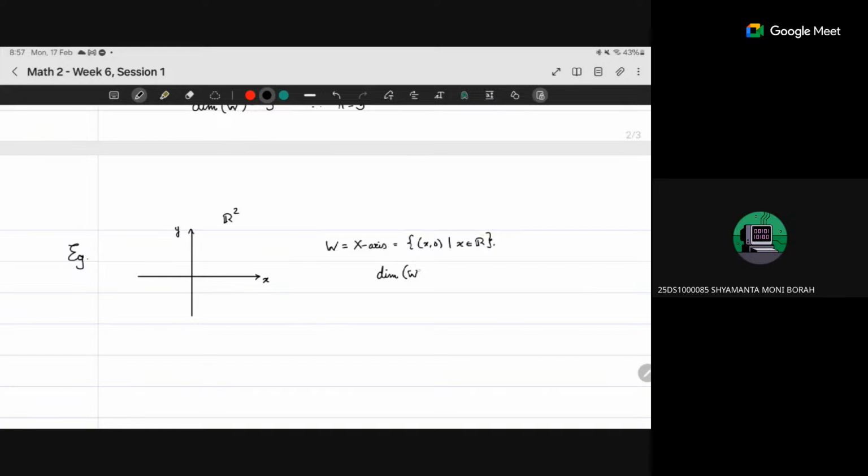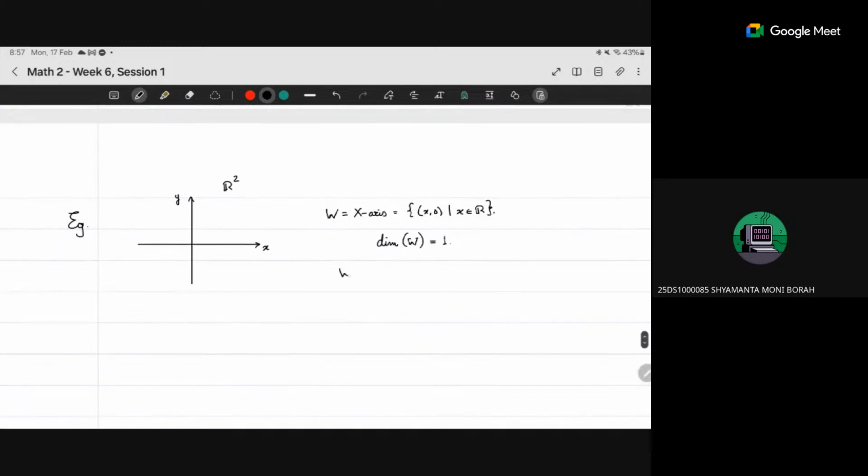This is 1, right? This is a line, so its dimension is 1. Or if you want to go the formal route, you can just say that (1, 0) is a basis for that, because every element can be written as c times (1, 0) or x times (1, 0). So it has a basis of one element, which is (1, 0). That's a formal way of doing it, but intuitively you can see that this is just a straight line through the origin, so it has dimension 1.